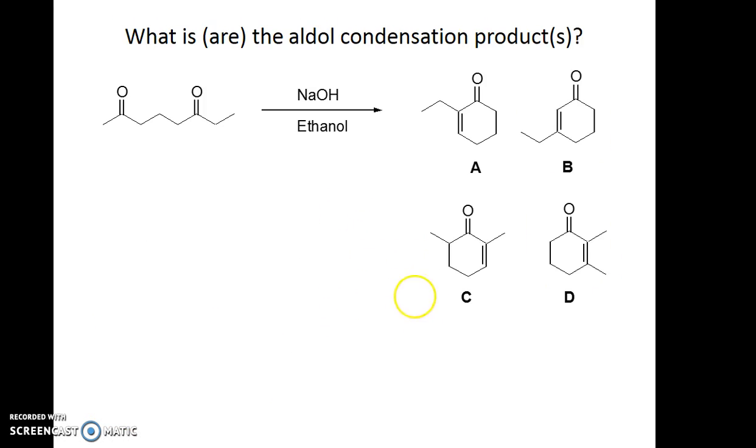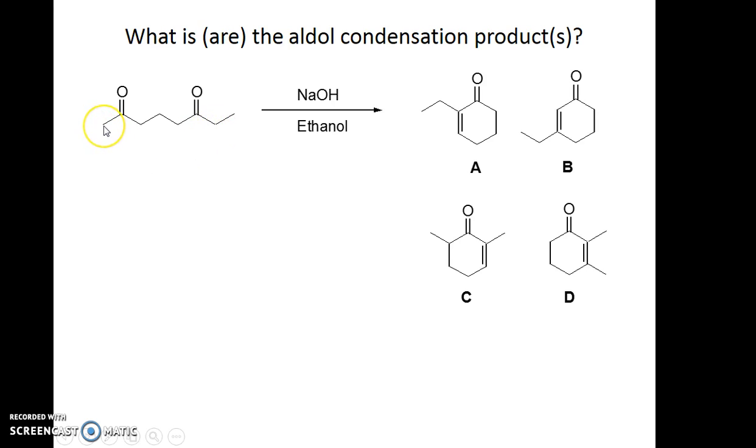So what are the aldol condensation products that we would get from this dione? Well, I have 1, 2, 3, 4 different alpha carbons. But if I try to form a ring with this, 1, 2, 3, 4, I would make a 4-membered ring. With this, 1, 2, 3, 4, a 4-membered ring. So that's not going to happen.